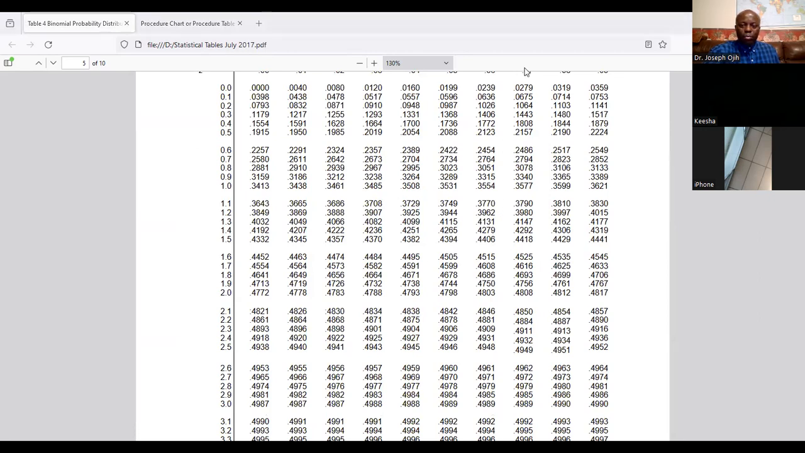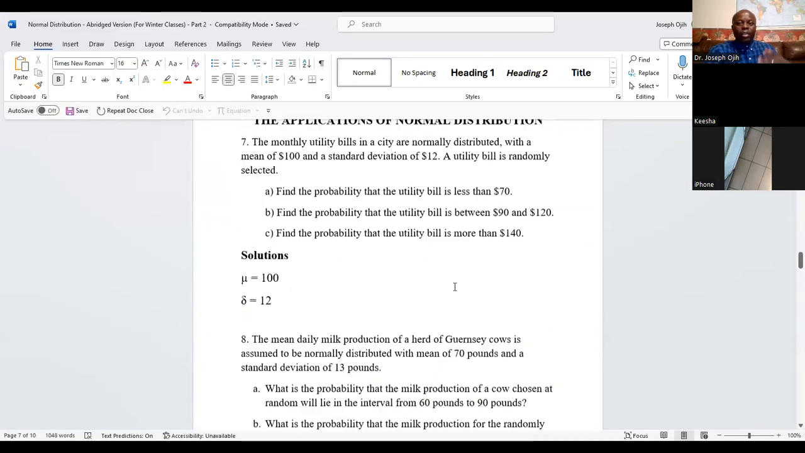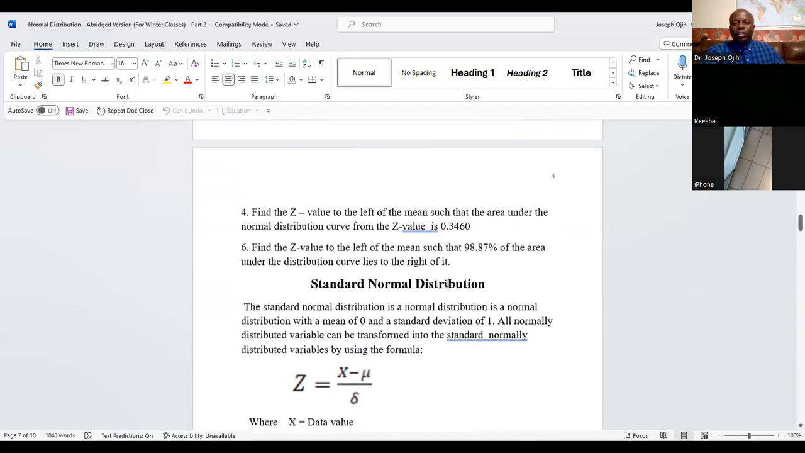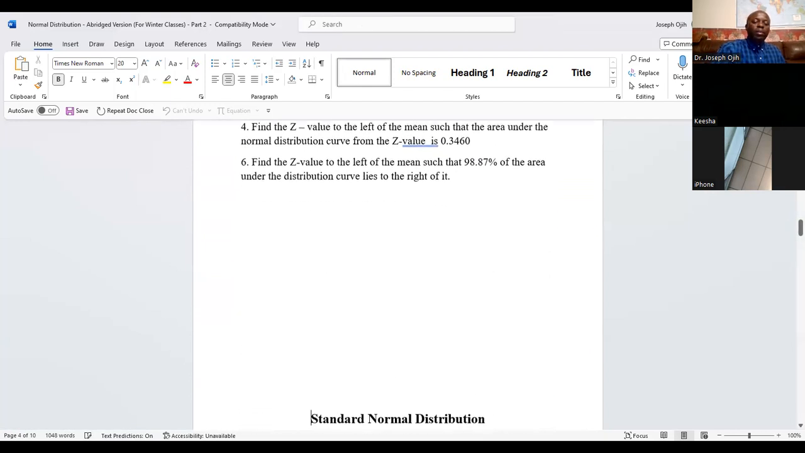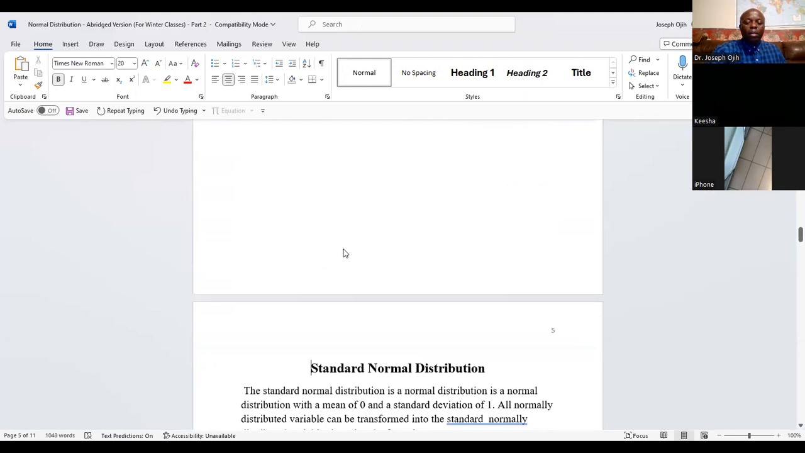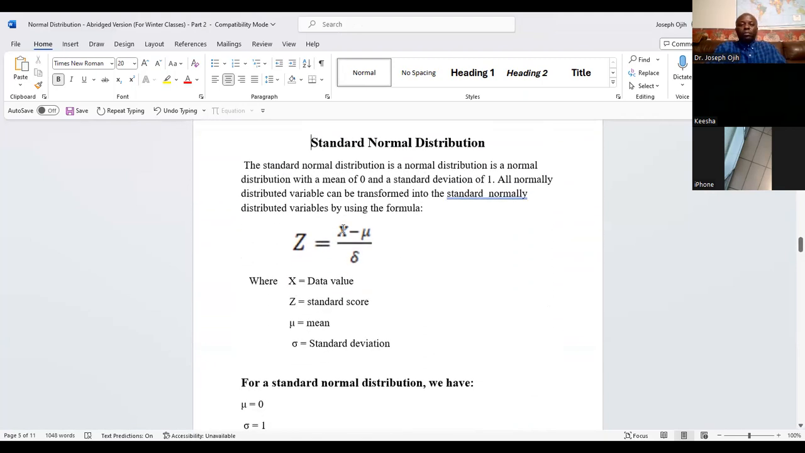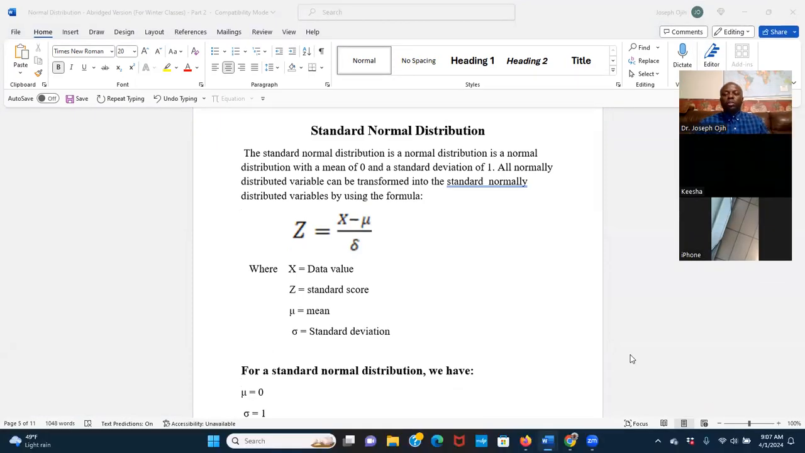We continue from where we stopped. The week before last week, I showed you how to find the area under the standard normal curve. Today we begin from standard normal distribution, basically the application of normal distribution. When we say standard normal distribution, we mean a normal distribution that has a mean of zero and a standard deviation of one.